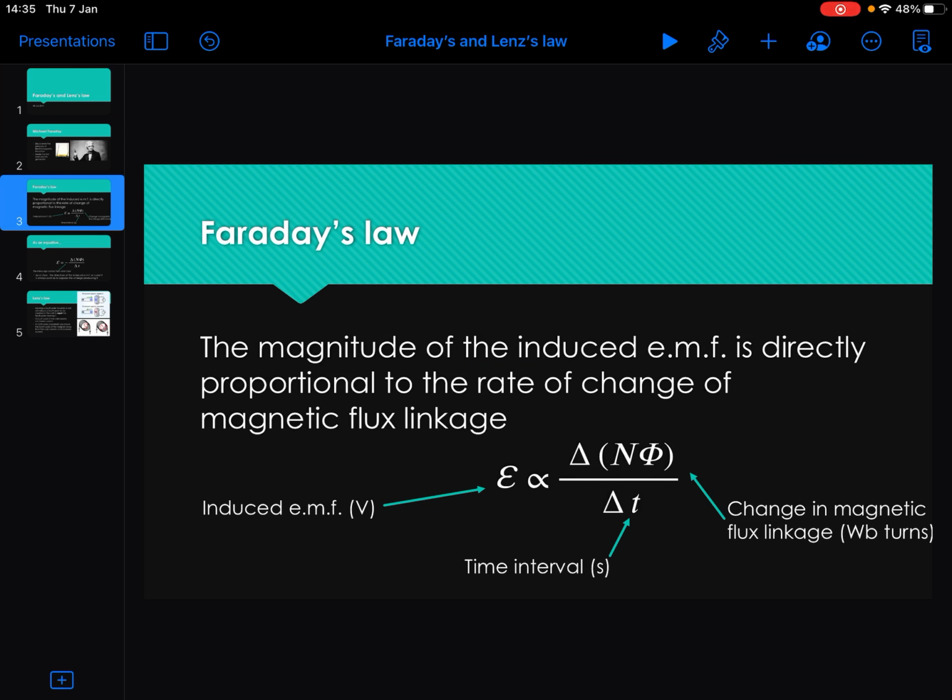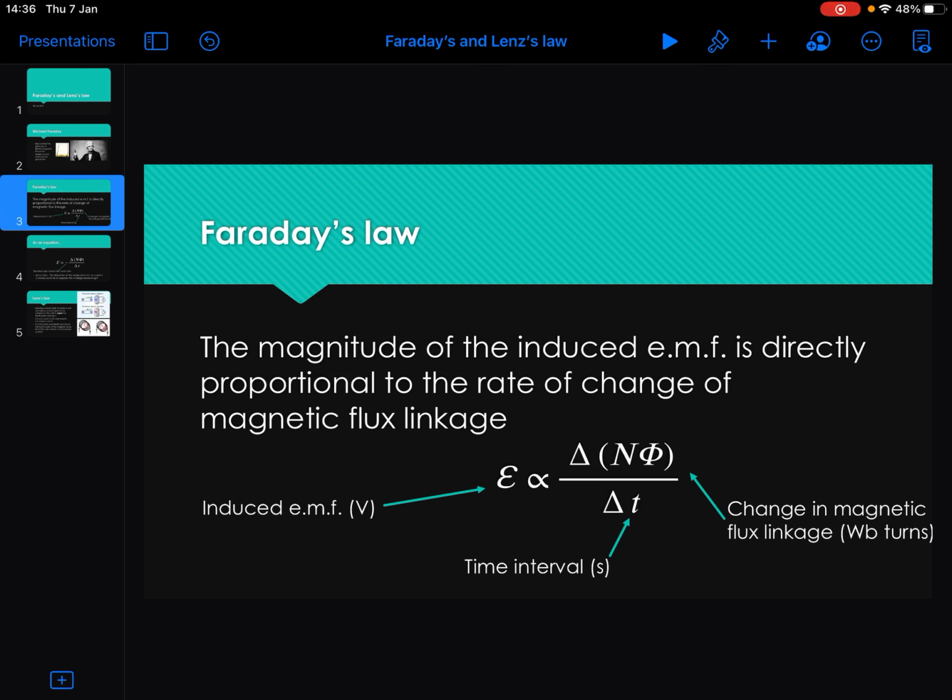His law, the magnitude of the induced EMF, so this, as we say, is about creating that electricity in a wire, inducing electricity in a wire. The magnitude of the induced EMF is directly proportional to the rate of change of magnetic flux linkage. Now, last lesson we said that EMF was created when magnetic flux changed. Still true. But now we're saying, okay, how much EMF are we inducing? And the way we know that is you look at how quickly that magnetic flux is changing.